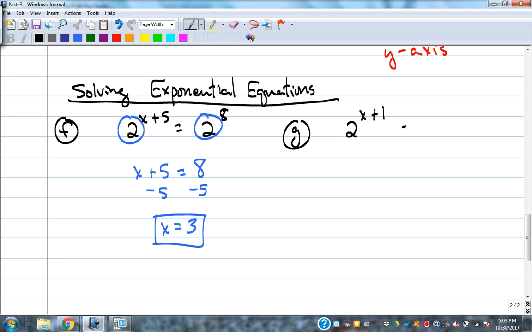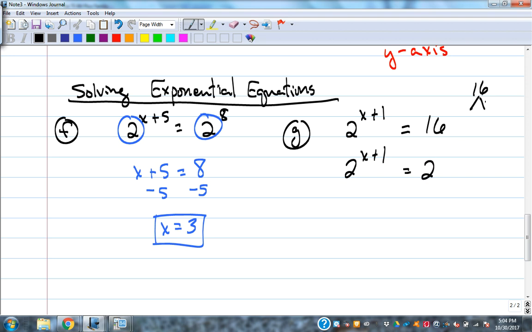Obviously they're not going to make it that easy on you. They might throw that out there: 2 to the x plus 1 is equal to 16. And the idea is that you think, okay, if I can get the bases the same, then I can get an easy equation to work. So what is 16 in terms of 2 as a base?